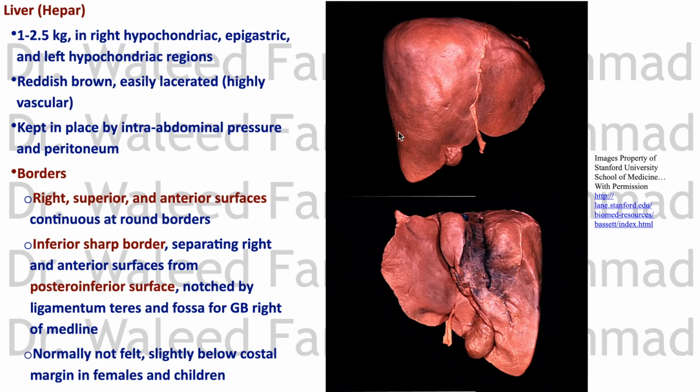Now, the liver is normally not palpable except in children. It descends only 1 centimeter below the costal margin, so that's considered normal. But it shouldn't be palpable, because it's a soft tissue organ. If palpable, there's something wrong in the liver. Okay, these are about the borders and surfaces of the liver.